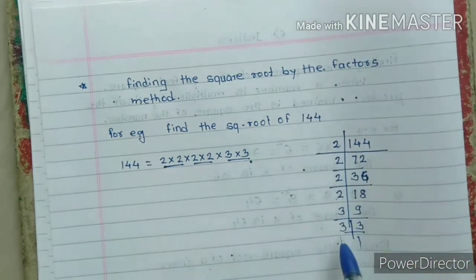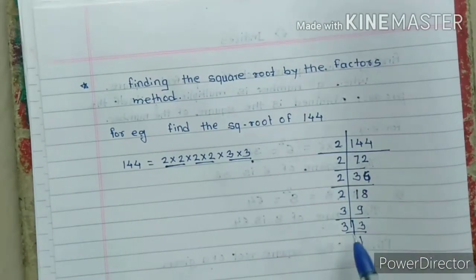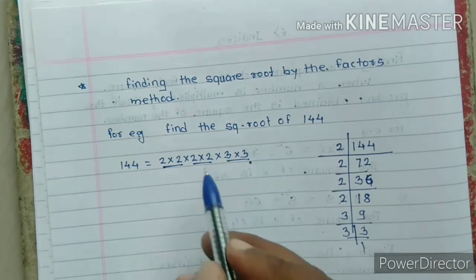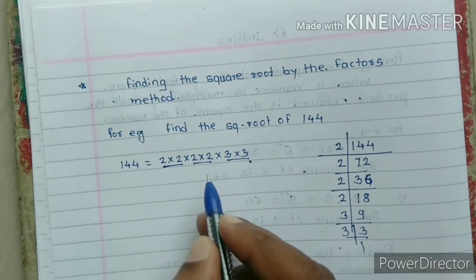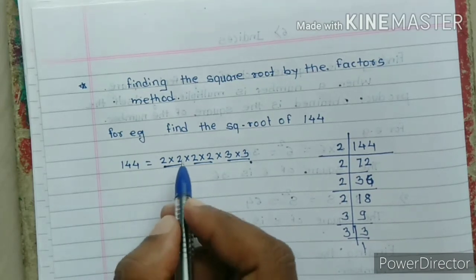These are the prime factors of 144: 2, 2, 2, 2, 3, 3. All these numbers are prime factors. Then the next step is to take one factor from each pair and multiply.